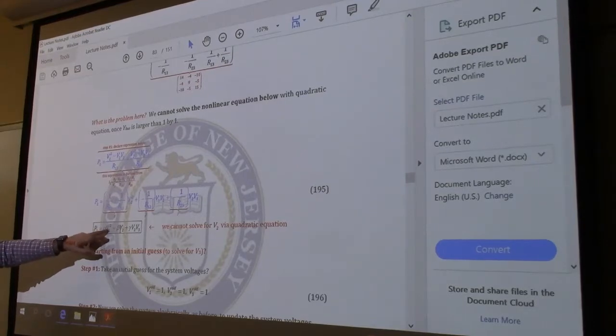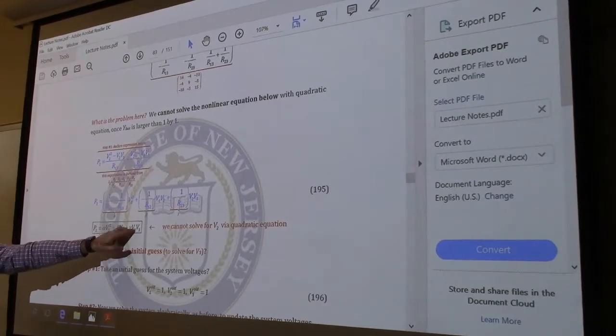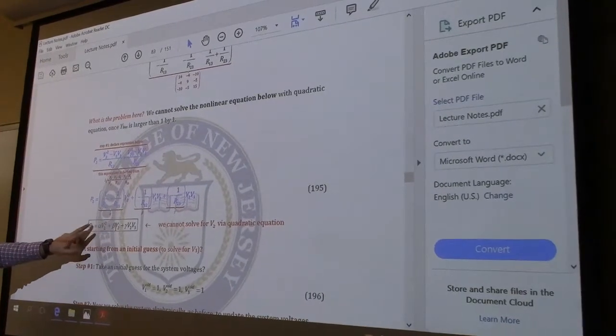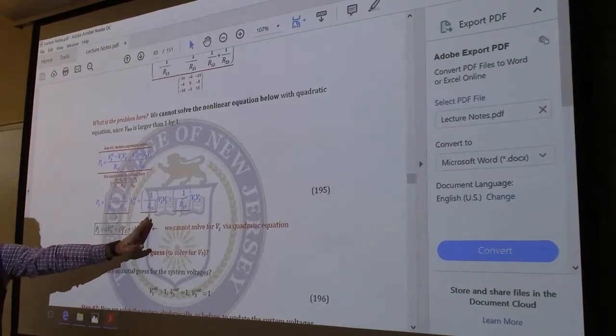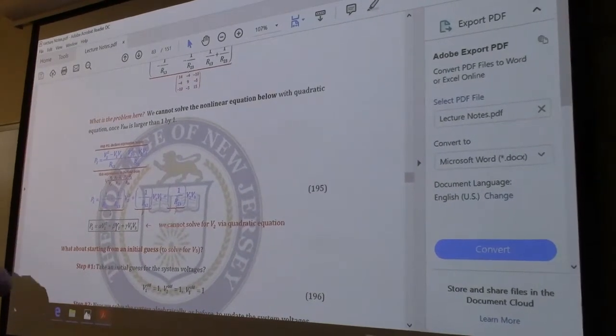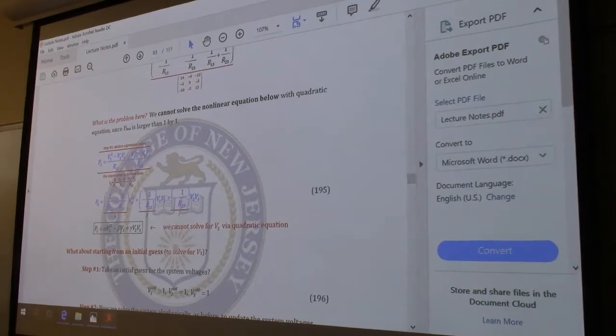P2 equals alpha V2 squared plus beta V2 plus, and then you have a term that includes both of them together. In the first example, we only had V2s, and so we could solve. Now we have V2s and V3s, so that completely screws that up.